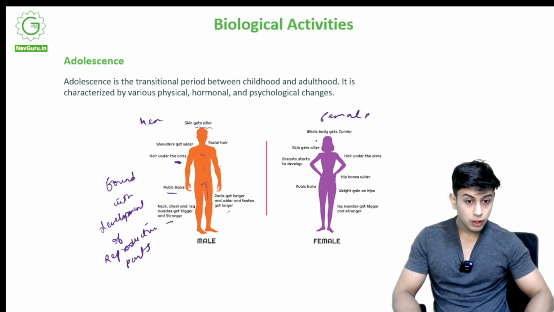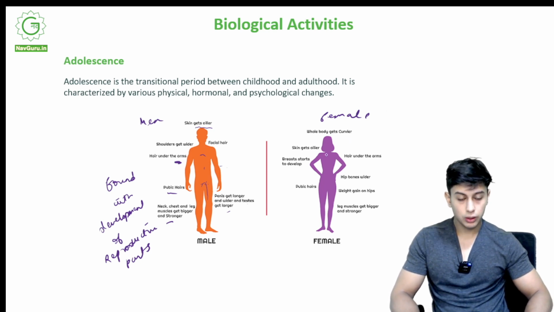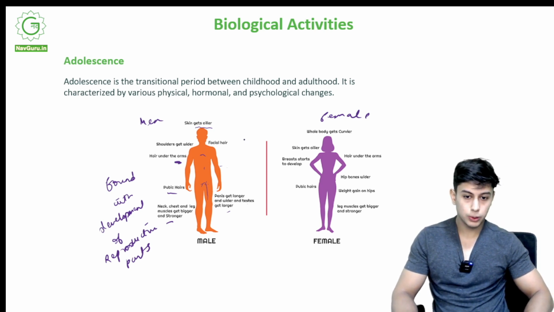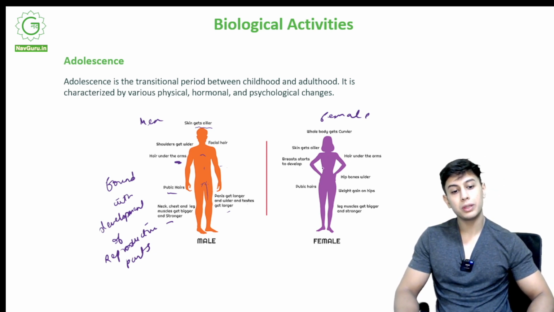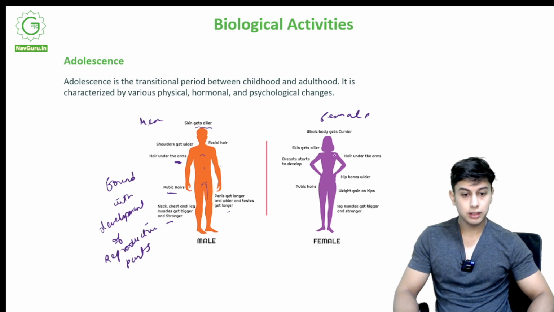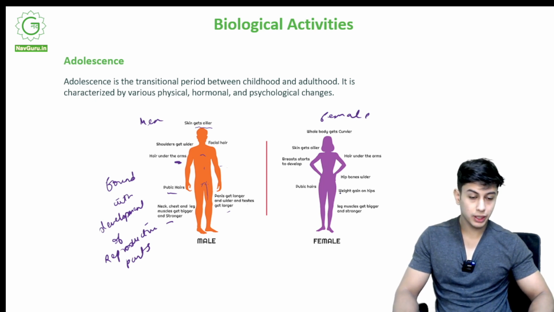In a woman's body, it gets curvier. Skin gets oilier, as in males. Both also undergo pimples, and both have hair under the arms. Breasts start to develop. In women, like in men, muscles get bigger and the frame gets bigger. In women, their chest becomes bigger. They also get pubic hair.